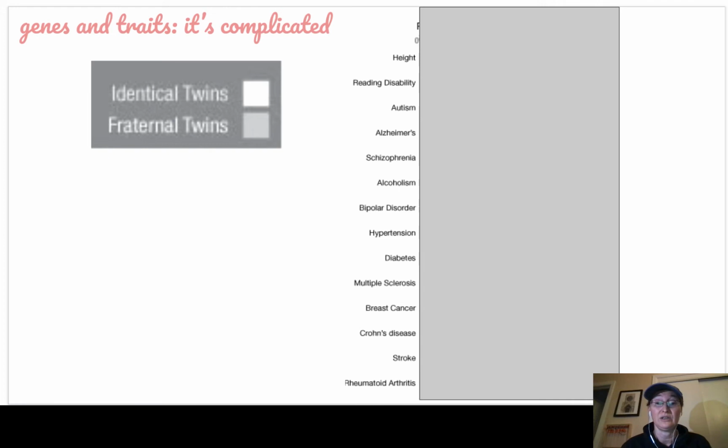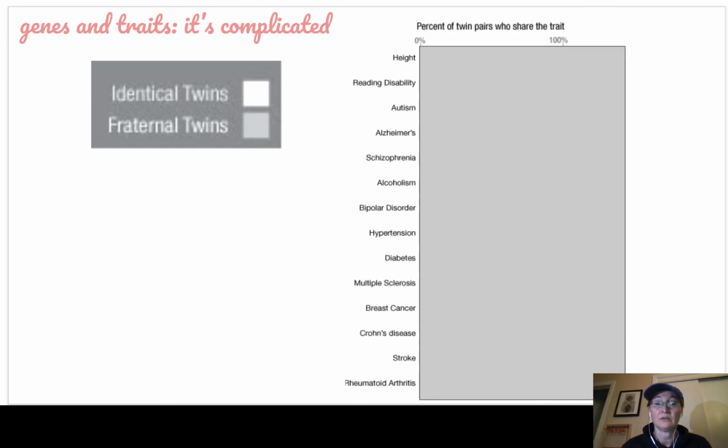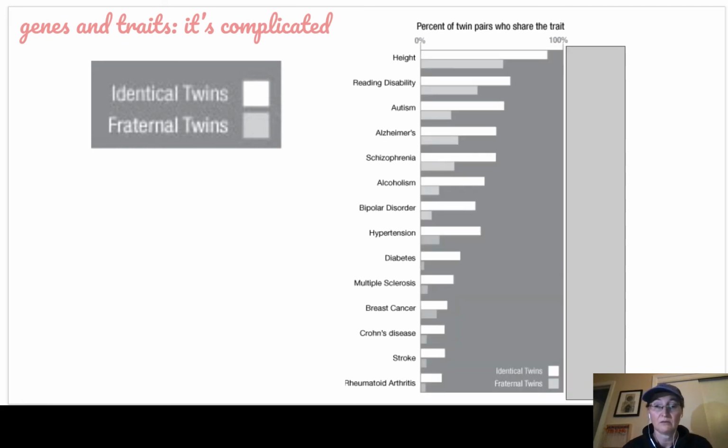On this slide, you'll see a list of a fair number of characteristics that might be of interest, right? Height, reading disability, autism, Alzheimer's, schizophrenia, alcoholism, bipolar disorder, hypertension, diabetes. This little chart is going to show what percentage of twins, from 0% of twins to 100% of twins, share those. So that's looking at the 2 twins. So identical twins on this chart are going to be graphed in white and fraternal twins in kind of gray. So if both of them pretty much all the time share the exact same height, then they'd be at 100%. If both, and this is of course studies of many twins to get data from. Let's take a look at what the data shows.